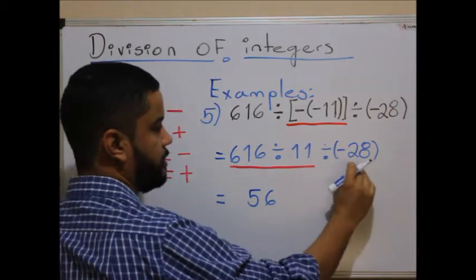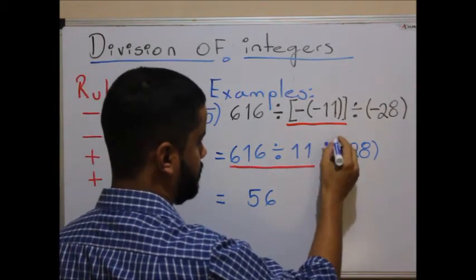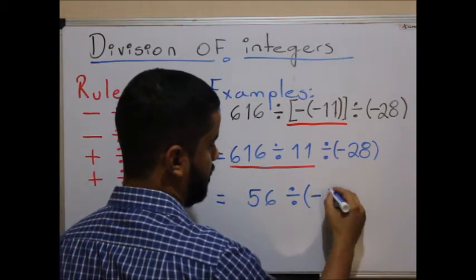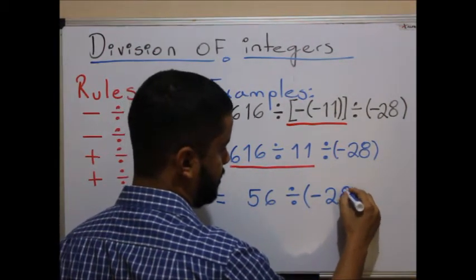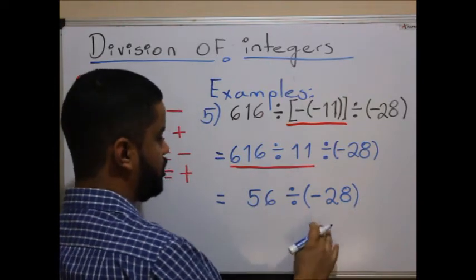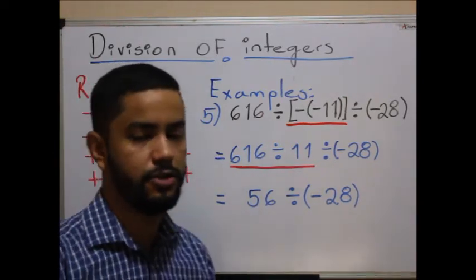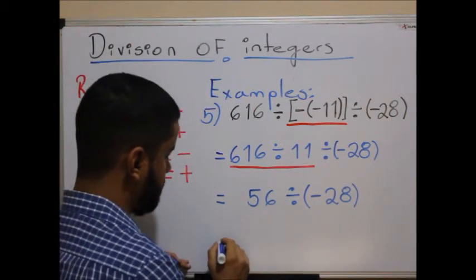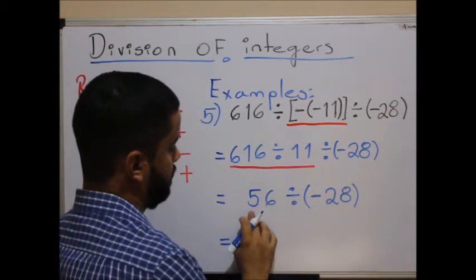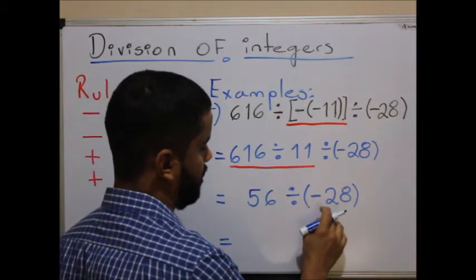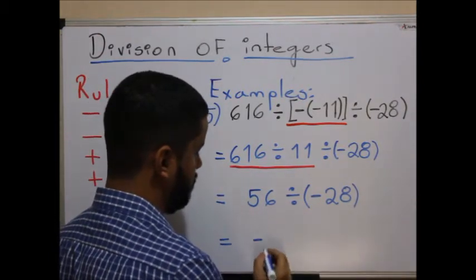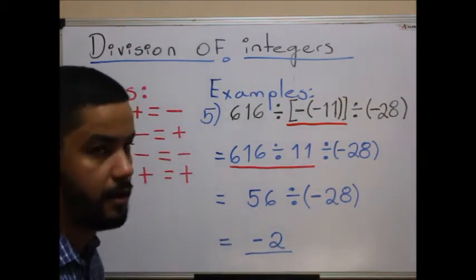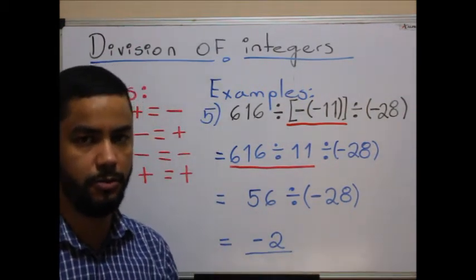And then we just write down this expression that will be divided by negative 28. Now we're having there a division with different signs, so we're going to have a negative solution. And 56 divided by negative 28 will be equal to negative 2. And there is our solution.